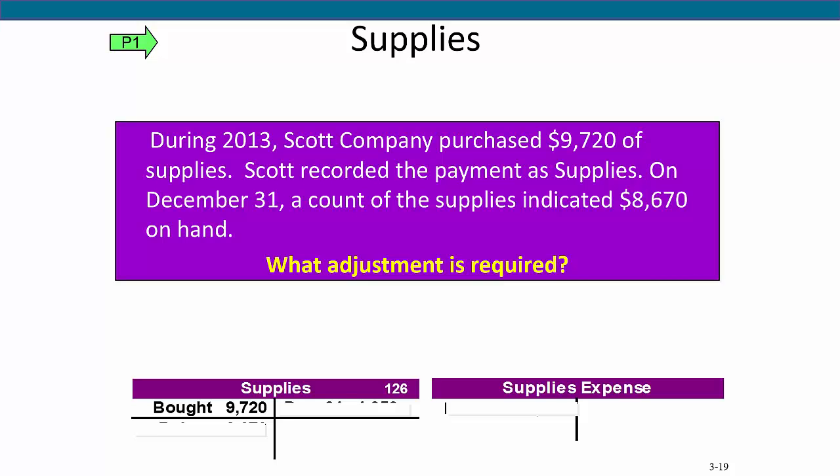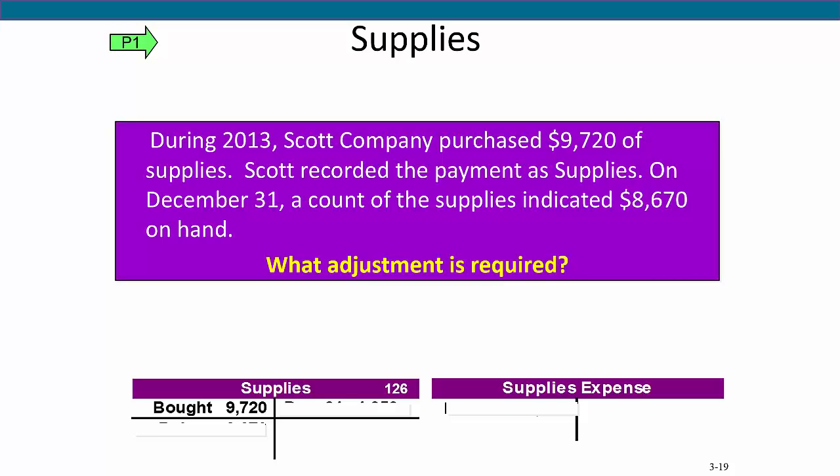Now, during the time period since the company bought the supplies, this is a few months, employees have gone into the supply room and removed supplies to use in the business. On December 31st, an employee counts the supplies and adds up its cost and determines supplies remain in the supply room of $8,670. Uh-oh. Our books say we have more supplies than we actually do.